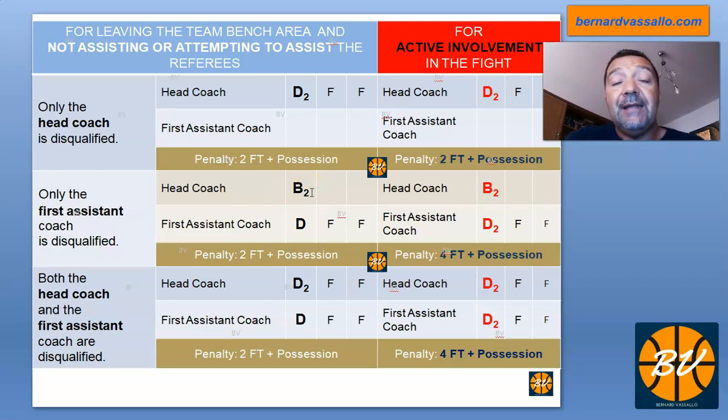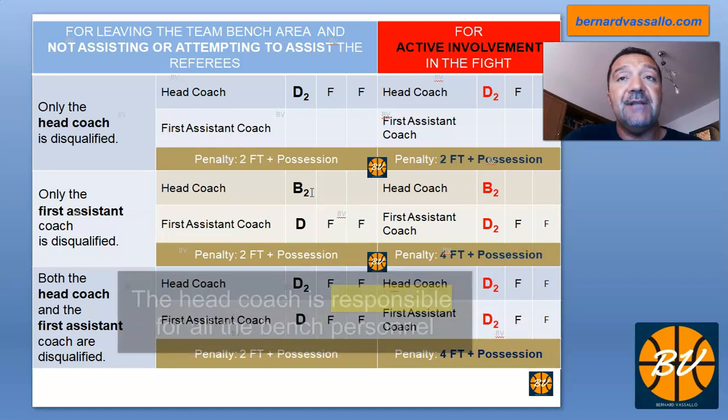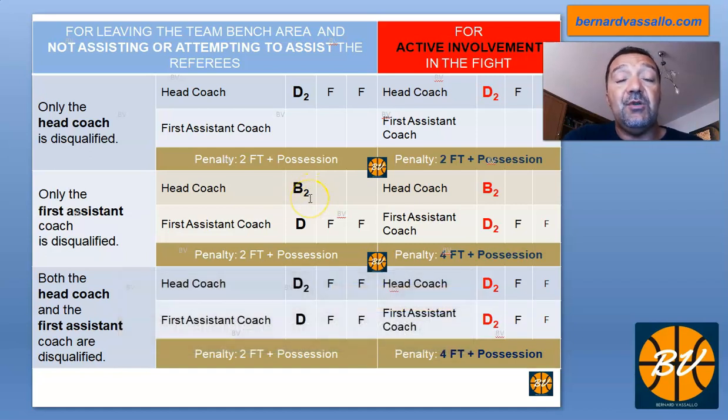Because after all, the head coach is the person responsible for all the personnel on the team bench, and therefore he is responsible for the fact that the assistant coach entered onto the court and did not assist the referees. But as you can see, in this situation, we have just 2 free throws as penalty, which is 1 for the bench coach technical foul, the bench B2 technical foul, shown on the score sheet.